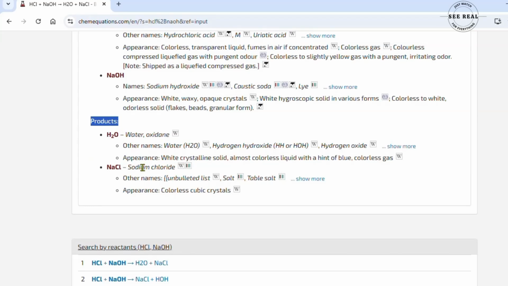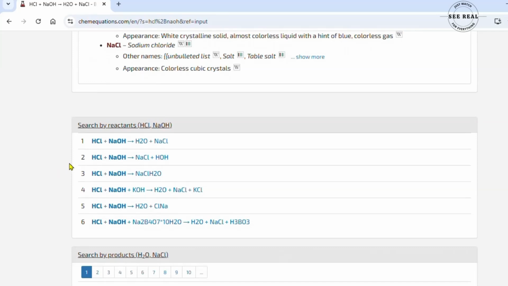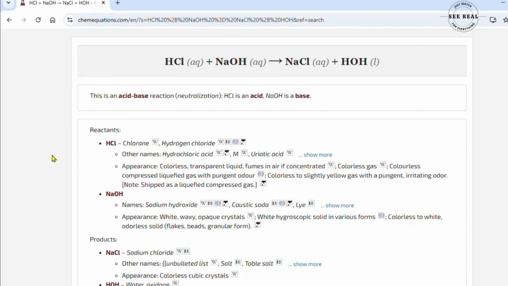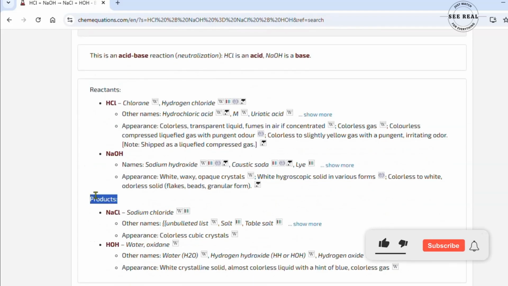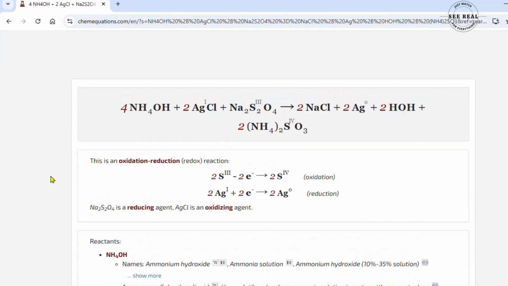Step-by-step solutions. The website provides step-by-step solutions to balancing chemical equations, which can be helpful for students and educators. Additional resources. The website might offer additional resources, such as a periodic table, chemical reaction databases, or information on chemical concepts.